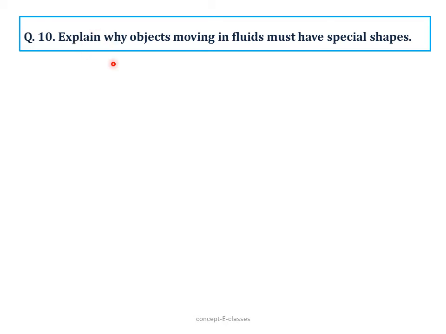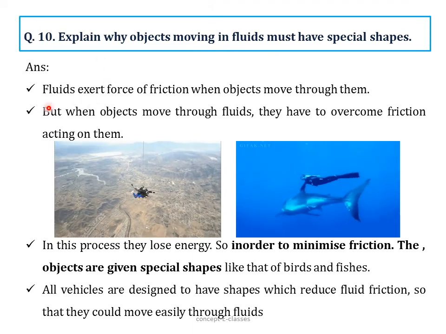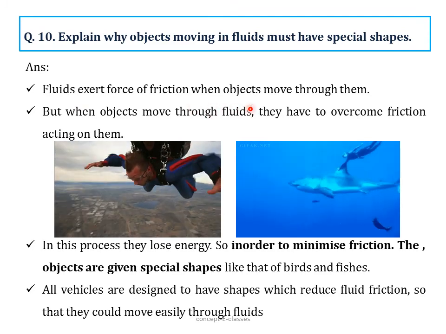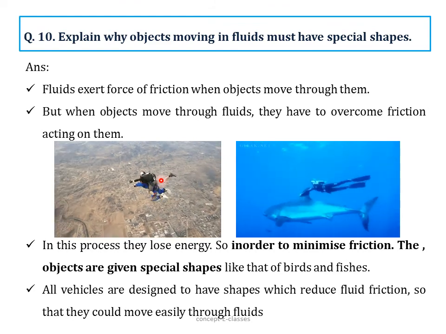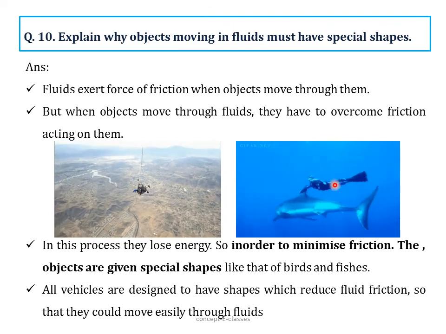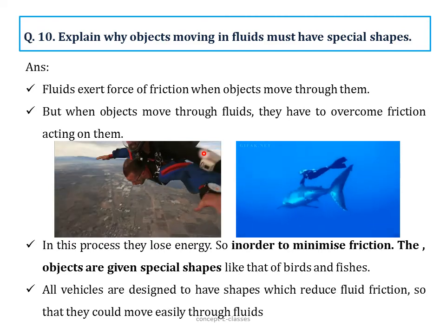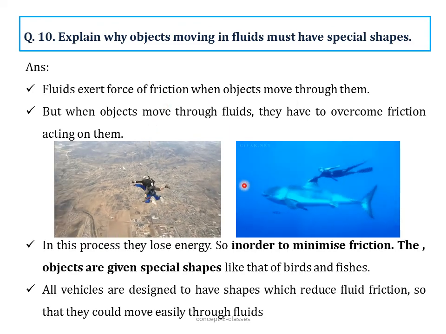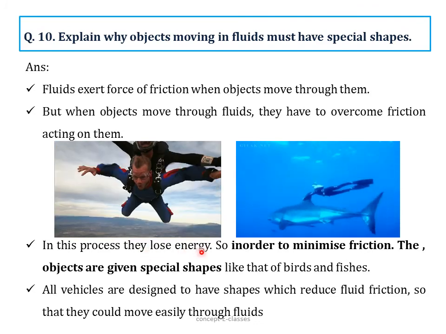Question number 10. Explain why objects moving in fluids must have special shapes. Let's see why. Fluids are the common name for both gases and liquids, and they exert a force of friction when objects move through them. For example, in bungee jumping, we can see that there is a resistance or friction from the air, which reduces the speed. Similarly, while swimming, we can also experience resistance from water. Hence, fluids exert a force of friction when objects move through them, and these objects have to overcome the friction acting on them. In this process, they lose a lot of energy.